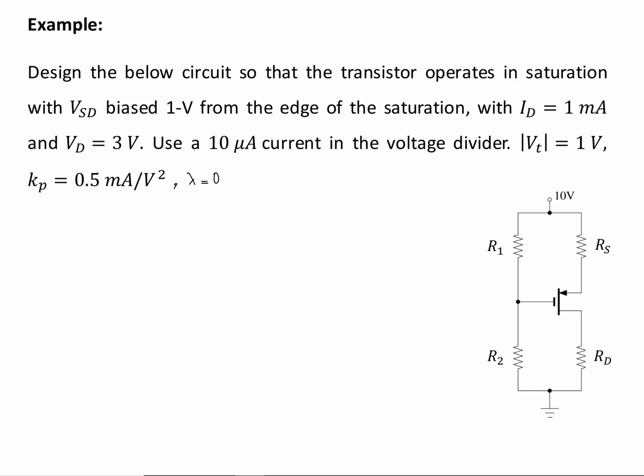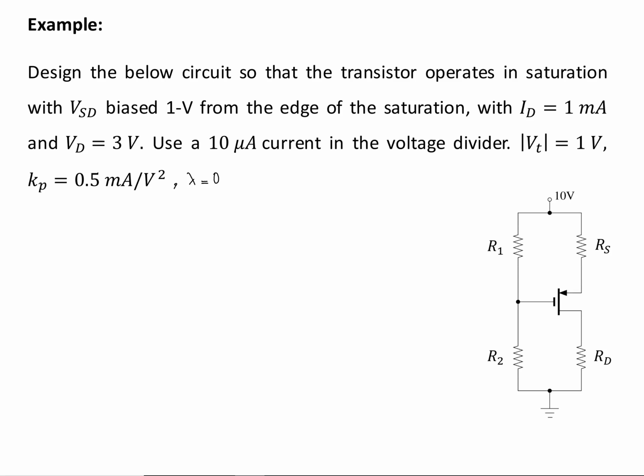Hello everyone, and we have a bias design problem here. The question asks us to design the circuit such that this transistor operates in the saturation region. Source to drain voltage is biased 1 volt from the edge of the saturation.